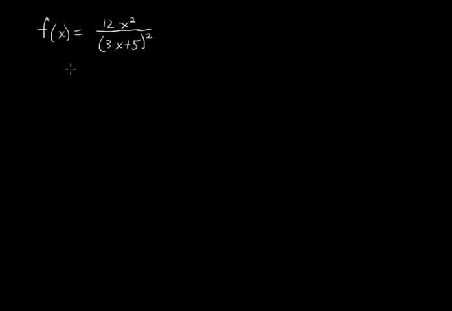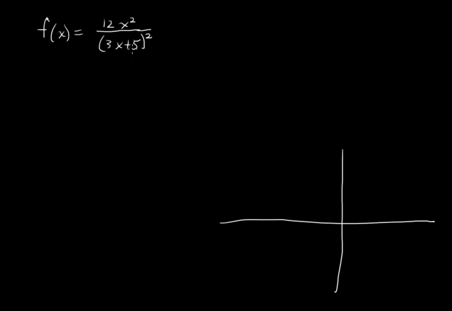In this video, we'll be graphing this rational function, 12x squared over (3x plus 5) quantity squared. The first thing we want to find is the vertical asymptotes. That is, where is this function undefined? Let me just sketch a Cartesian coordinate system here. Okay, what is the x value that would make this function undefined?